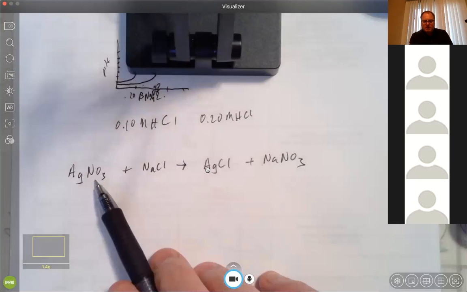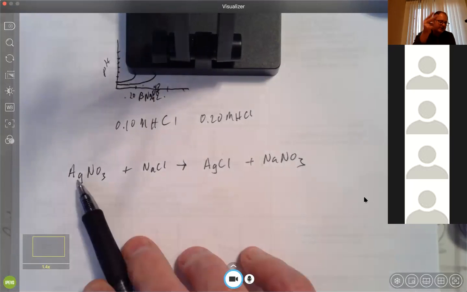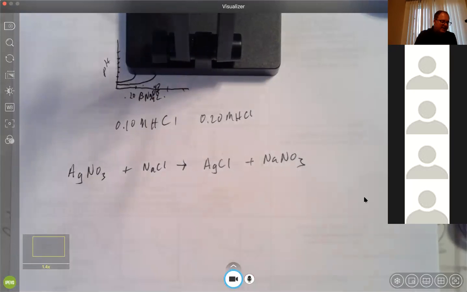So what type of reaction is this? Let's just do a quick review. Just yell it out or type it in. I'll even open up the chat if you don't want to talk to us this early in the morning. Double replacement. Double displacement, good. Or double replacement is fine too. Ag and Na are switching places. It is balanced.